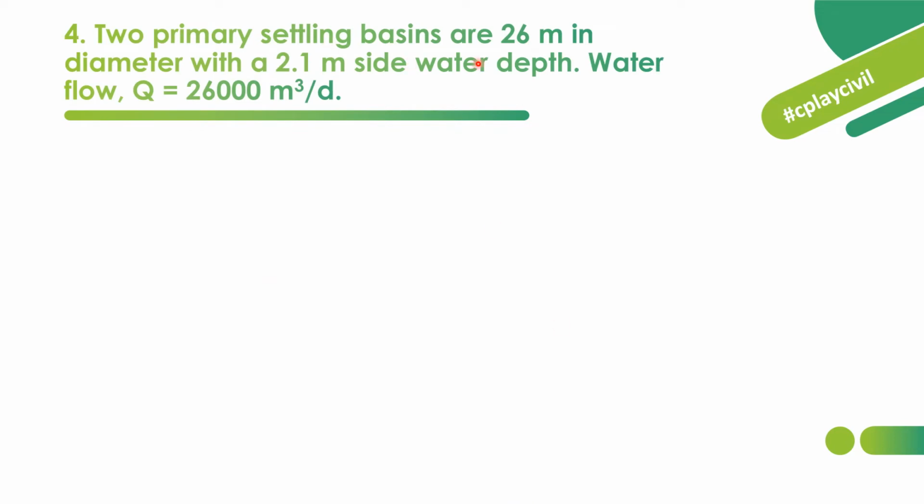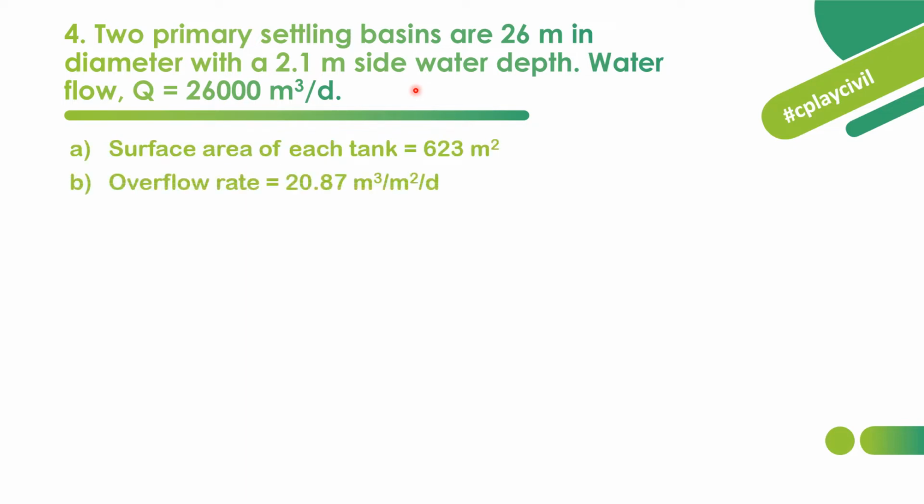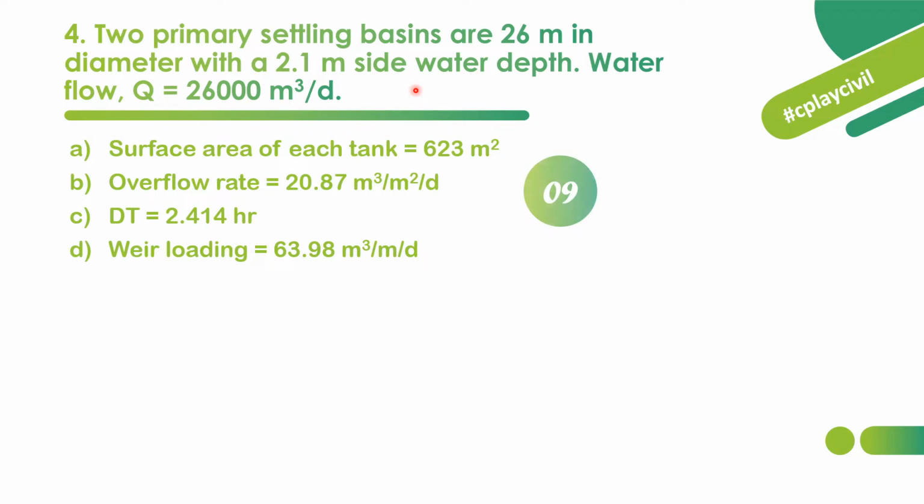Two primary settling basins are 26 meter in diameter with a 2.1 meter side water depth. Water flow is given as 26,000 meter cube per day. We have to select which options are correct. Surface area of each tank is 623 meter square. Is this correct? And the overflow rate is given, detention time, and weir loading rate. So which of these options are correct? It is a multiple select type question. We have to select which are all the options that are correct.